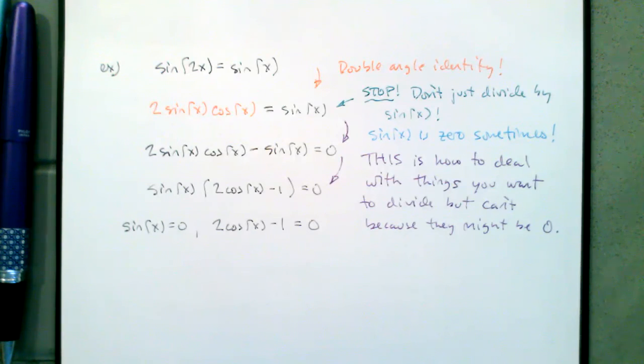You might have been told in your solving equations history that when you divide by sine of x, you also have to solve sine x equals 0. This is why: you were given a shortcut, and you've got to worry about times when you divide by 0. So better to subtract and then factor that thing out.